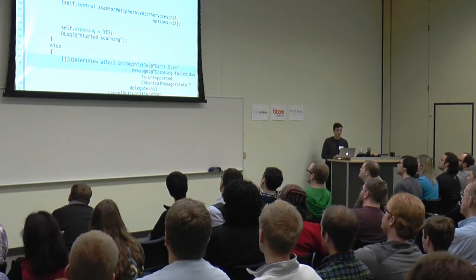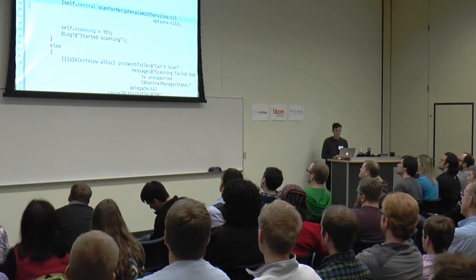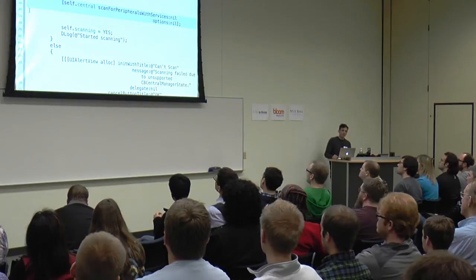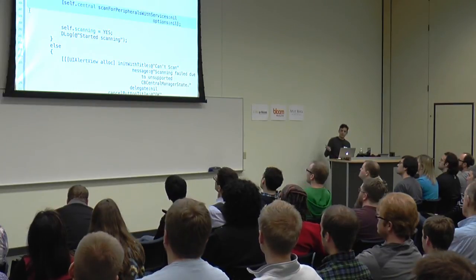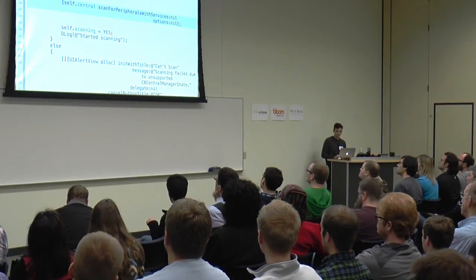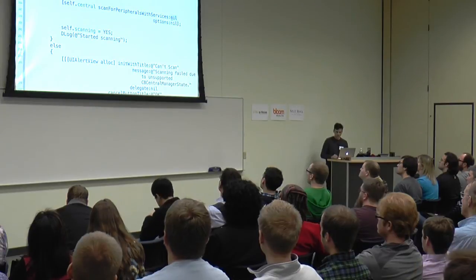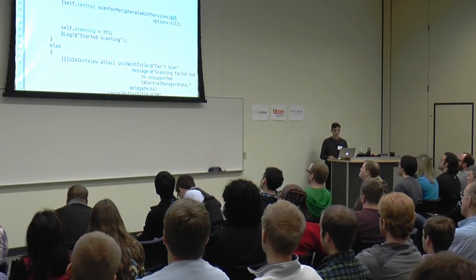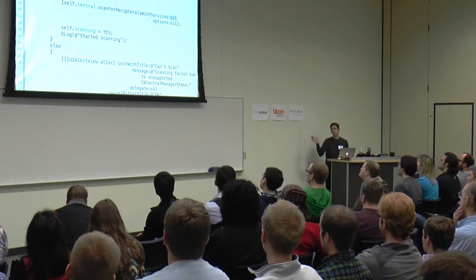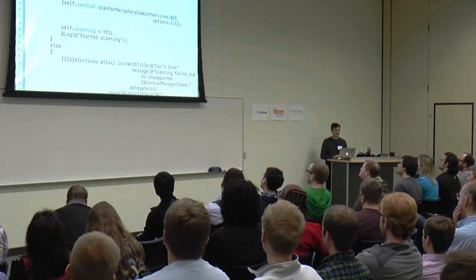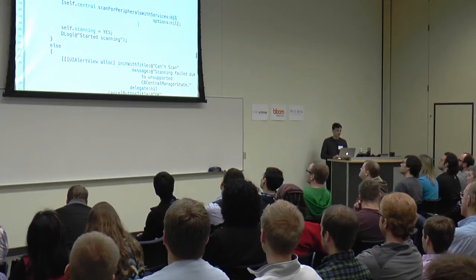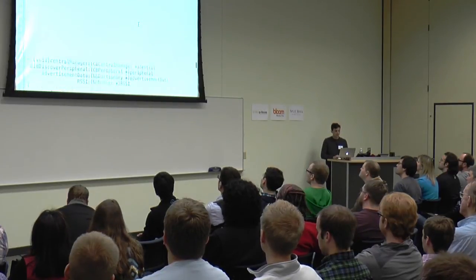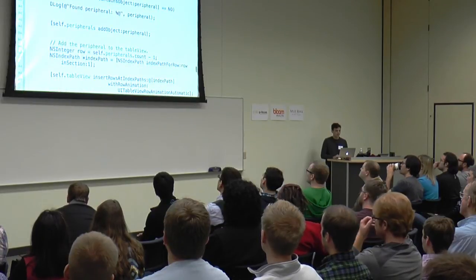But in a production app, obviously, you can check the state and then take the appropriate action based on what the current state is. Then we just start a scan. And by passing nil in for services, we'll talk about services in a minute, we can just scan for any Bluetooth low energy device. And if the OS discovers one, it'll send us a callback notification. So now we just wait. We started to scan, and we wait.